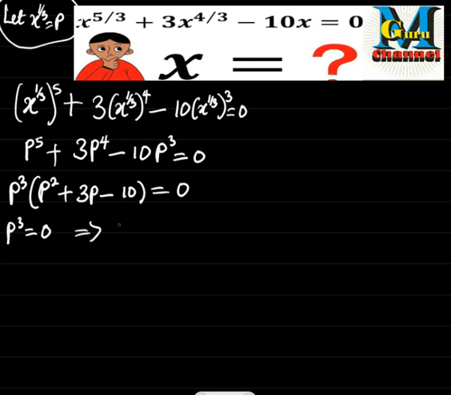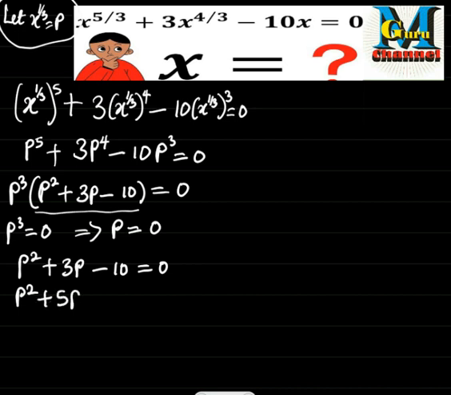That is to say, p is equal to 0. That is 1. All right, let's look out for the other factors of p by solving this quadratic expression. So we have p squared plus 3p minus 10 equal to 0. Using the factorization method, we can have p squared plus 5p minus 2p minus 10 equal to 0.